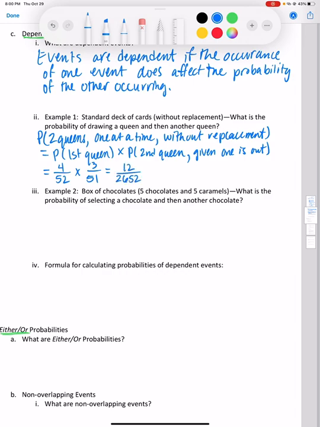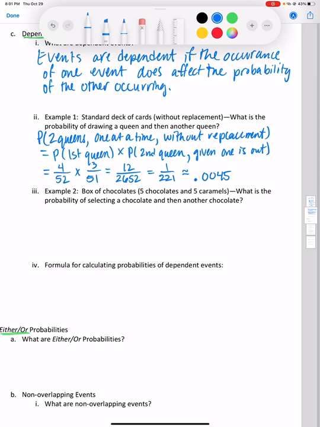And we get 12 over 2,652, which is equal to 1 over 221, which is about equal to 0.0045. Okay, so that's this very small probability of pulling 2 queens, given one is out.